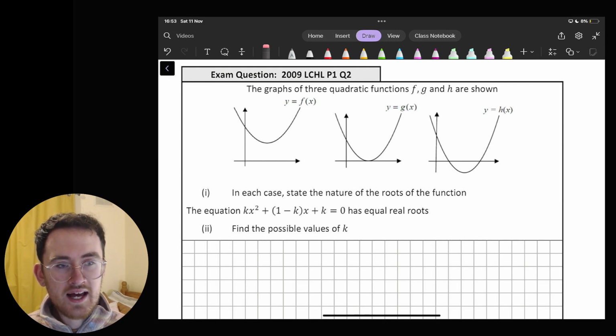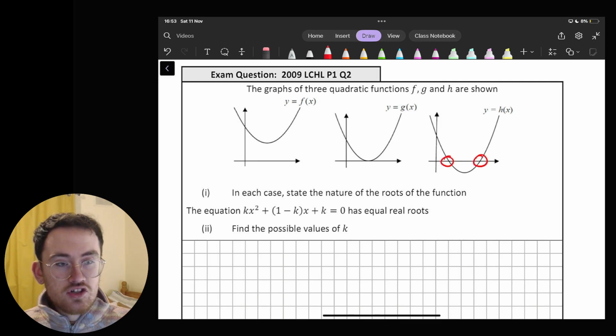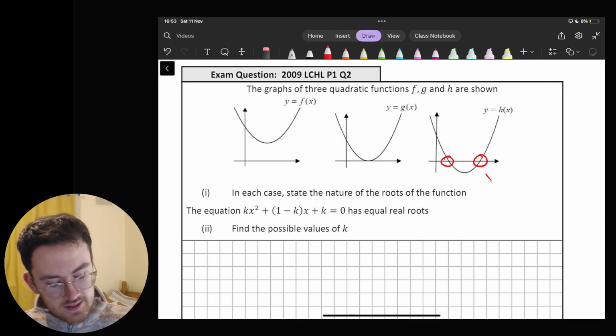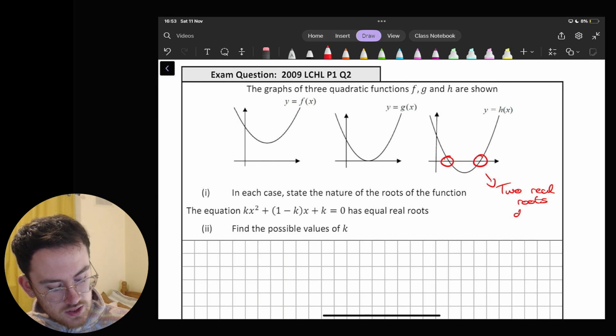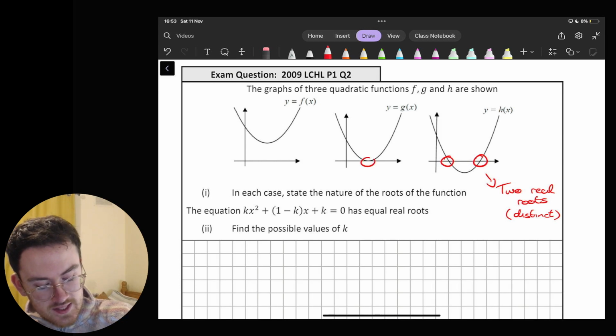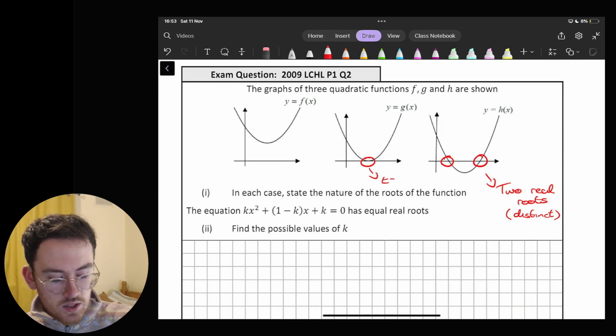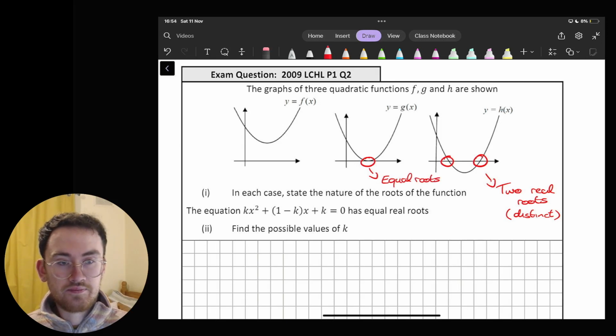So if we look at these examples here, the one on the right has 2 points where it crosses the x-axis. So that to me says it has two real roots. And they're different roots. So we can even add in the word distinct there as well. So we have two real roots that are distinct. This example here, it touches the x-axis. So that has equal real roots, or we might say a repeated real root.